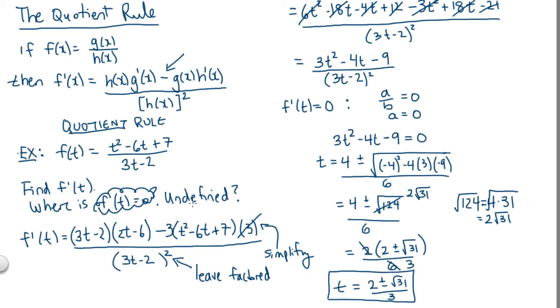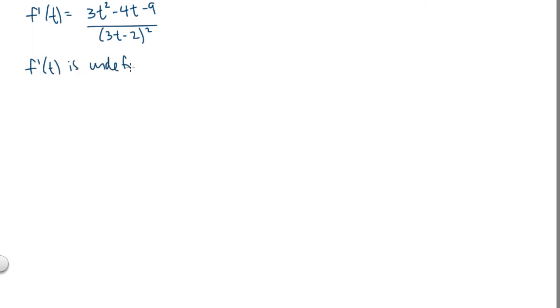We're going to figure out where f prime of t is undefined. Okay, so if we recopy our f prime of t, remember it looked like 3t squared minus 4t minus 9, and that was all over 3t minus 2 all squared. So if we want to figure out where f prime of t is undefined, what we now need to do is set the denominator equal to 0. This quantity here is going to be undefined when we're dividing by 0. So we need 3t minus 2 all squared to equal 0.